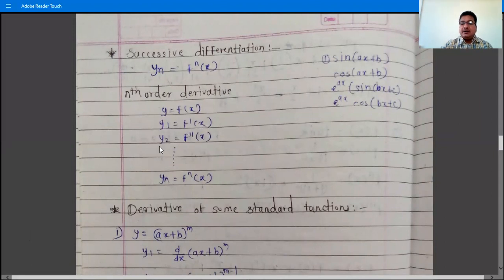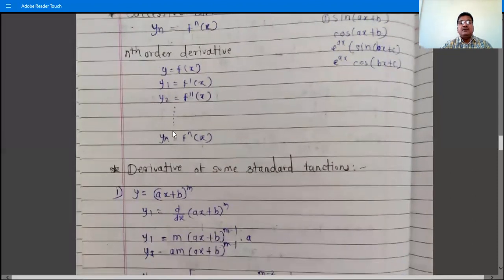And the second order derivative d square y by dx square, or y2, is f double dash x, second order derivative. In this way, y suffix n, yn, is what? The nth order derivative of the function, f raised to n x. So these are the notations for derivative of first order, second order, and nth order, that is y1, y2, yn.